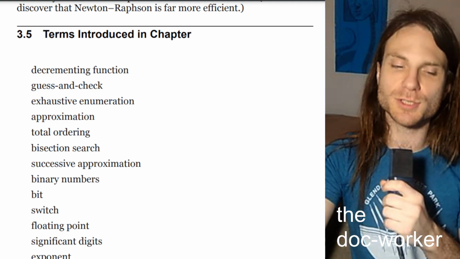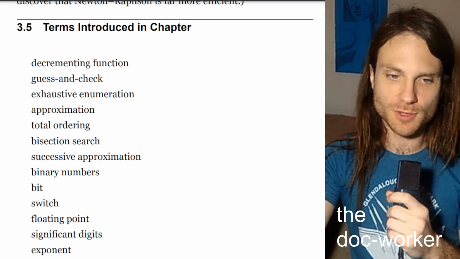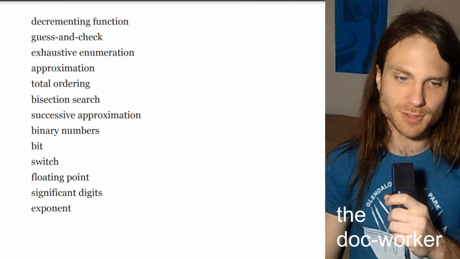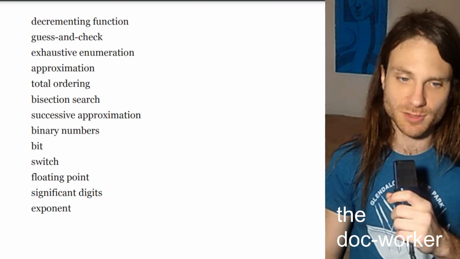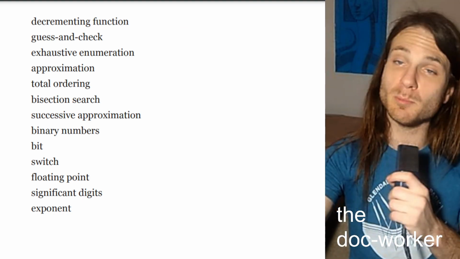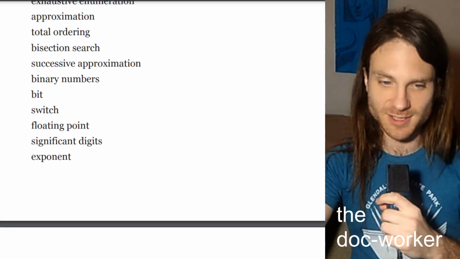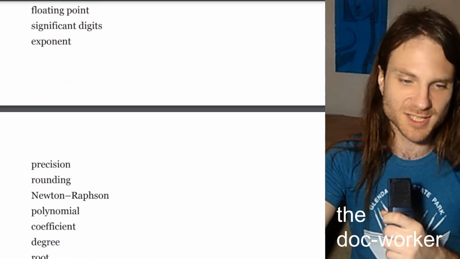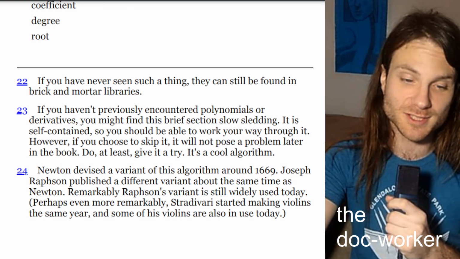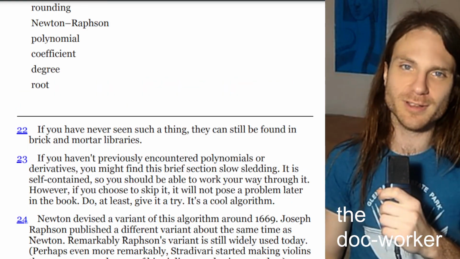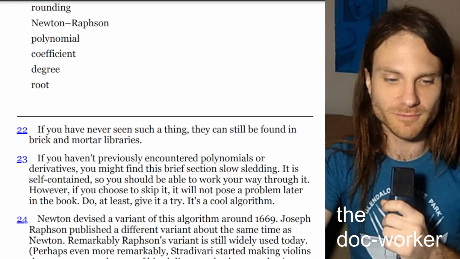Terms introduced in chapter. Decrementing function. Guess and check. Exhaustive enumeration. Approximation. Total ordering. Bisection search. Successive approximation. Binary numbers. Bit. Floating point. Significant digits. Exponent. Precision. Rounding. Newton-Raphson. Polynomial. Coefficient. Degree. Root. And here's the footnote I was talking about.